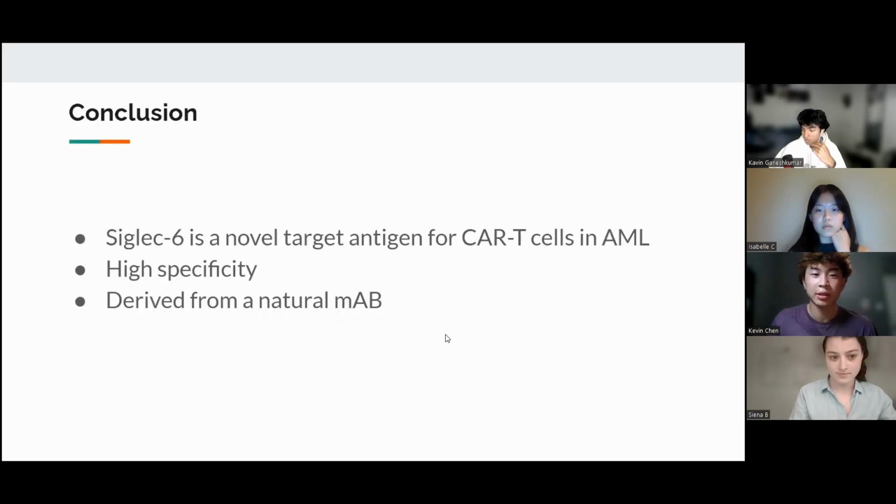And finally, conclusion. Basically, in the study, Siglec-6 is this novel target antigen for CAR T cells in AML and BCLL.